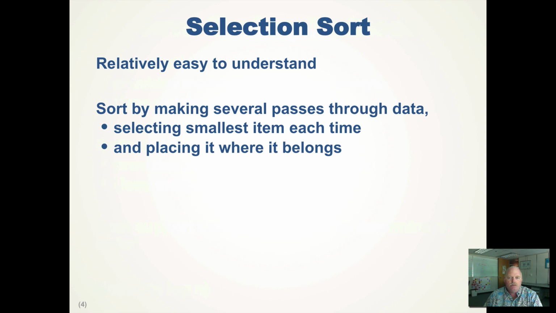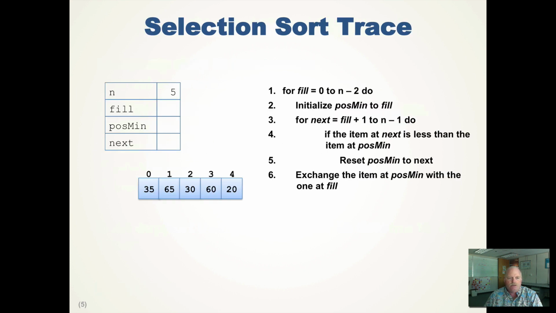the selection sort. It's relatively easy to understand. The algorithm basically is you sort the list of items or the array by making several passes through the data. At each point, you select the smallest item and place it where it belongs in the array or list. So here's a trace of how you would do it.